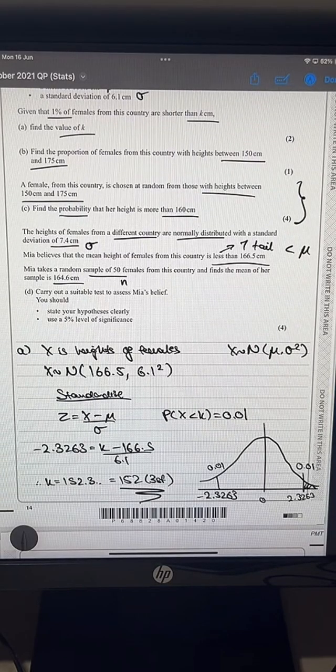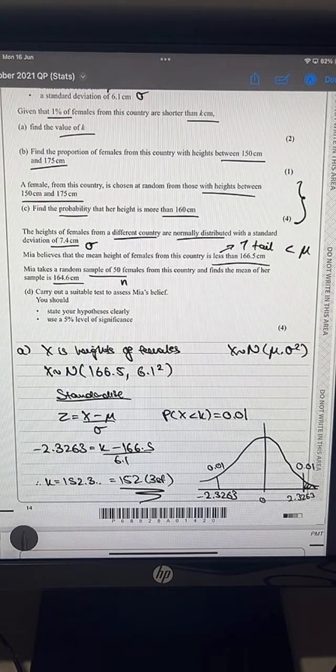Let me just check one second real quick before I move on, because I want to make sure I'm doing it the correct way. Give me one second, I apologize.